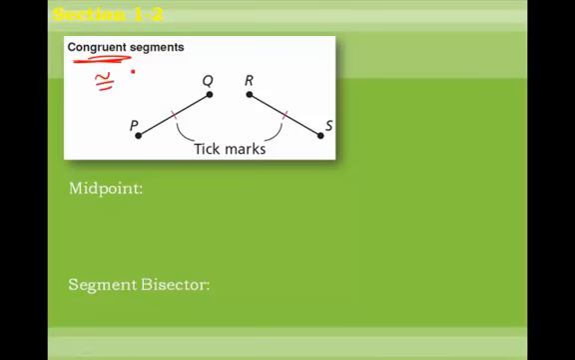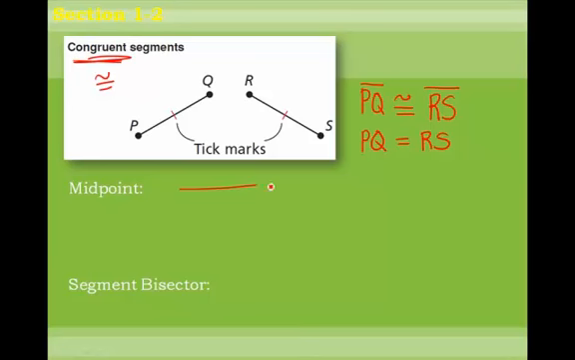This symbol means congruent, so we can say segment PQ, again we need our dash, is congruent to segment RS, which also means that they have the same length. So then we can say the length of PQ is equal to the length of segment RS.